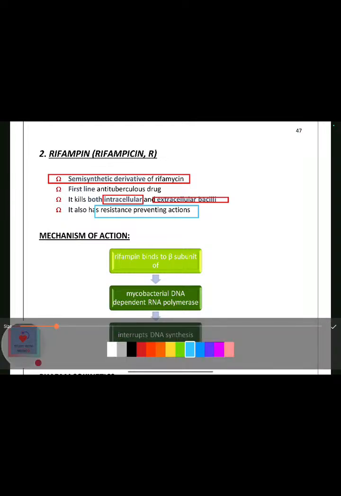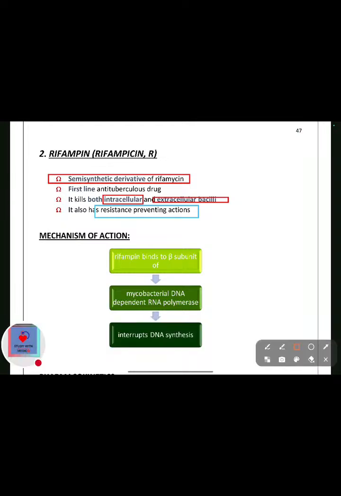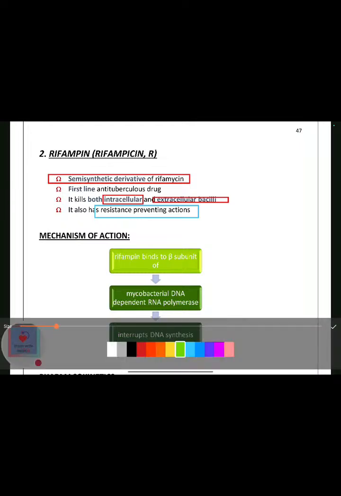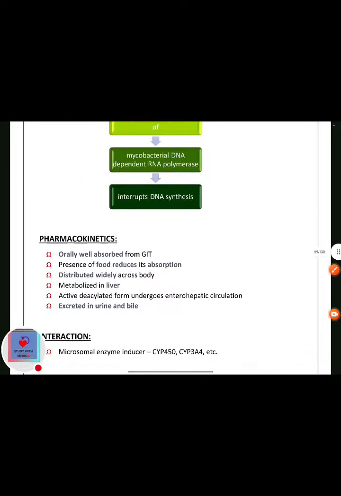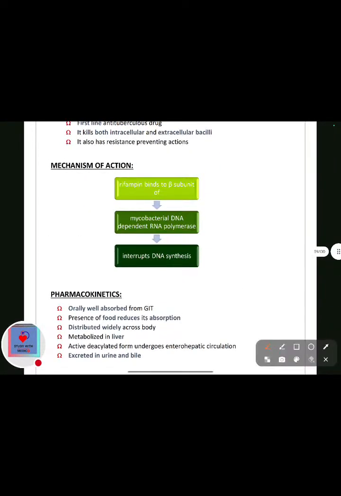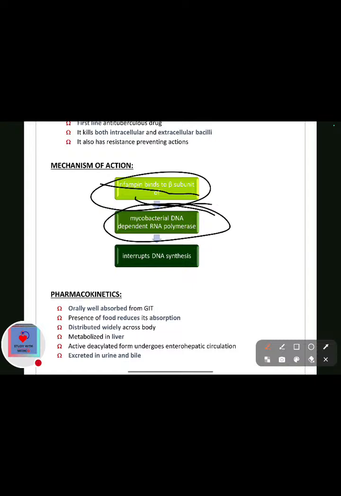Now I'll discuss the mechanism of action with green. So see here, mechanism of action. We'll go for black. Rifampicin binds to the beta subunit of mycobacterial DNA dependent RNA polymerase. It interrupts the DNA synthesis. If DNA synthesis is interrupted, the bacteria will die. So the mechanism of action is simple.